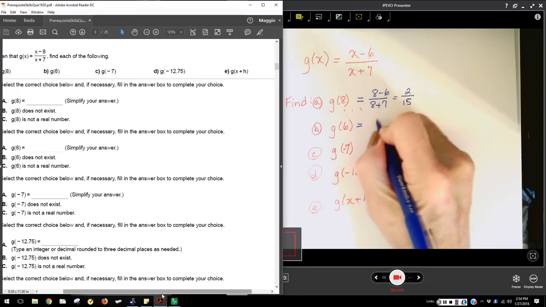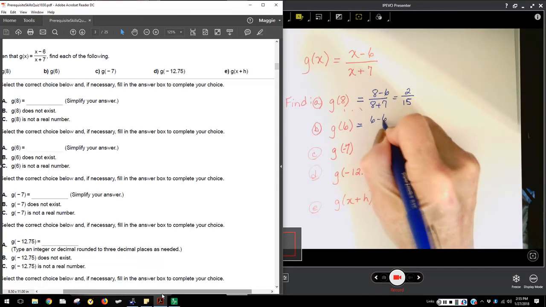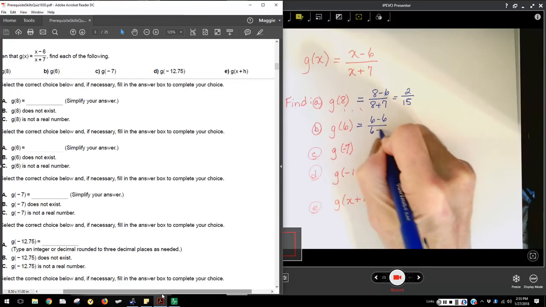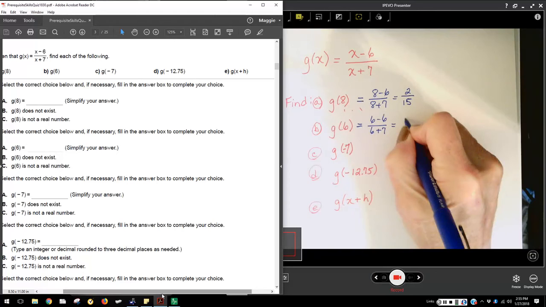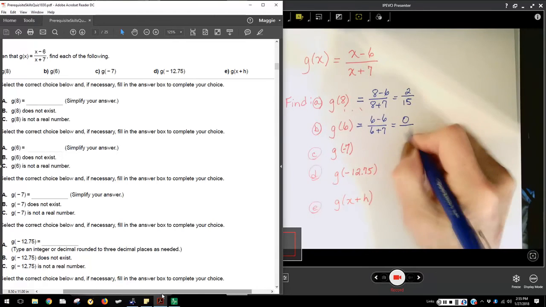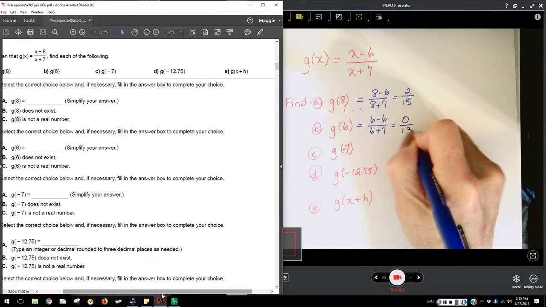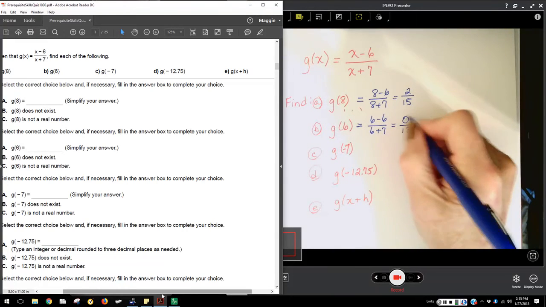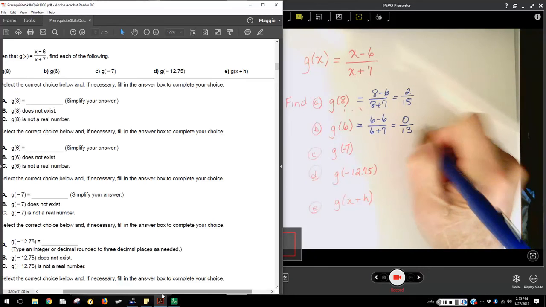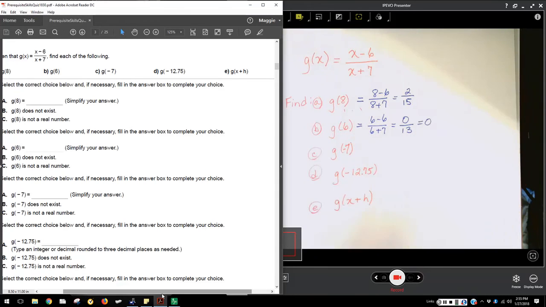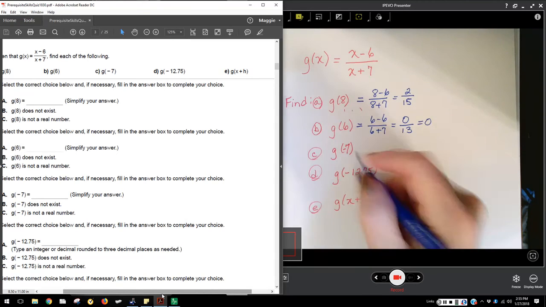Plugging in 6, I have 6 minus 6 over 6 plus 7. 6 minus 6 is 0. 6 plus 7 is 13, and 0 divided among 13 is still going to be 0. That's like saying, well, if you have nothing and you have 13 friends, you and your friends can divide up your nothing, and they all get nothing as well. So that's okay. We can have that.